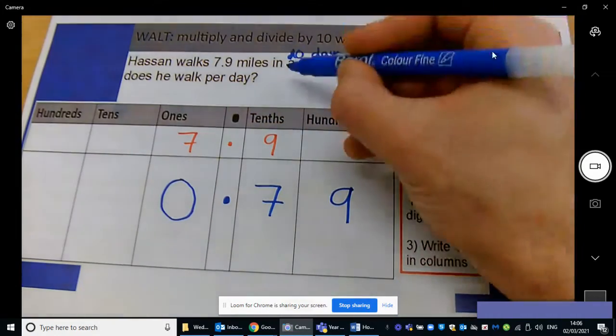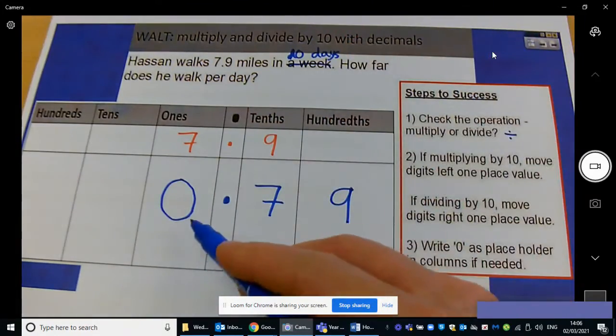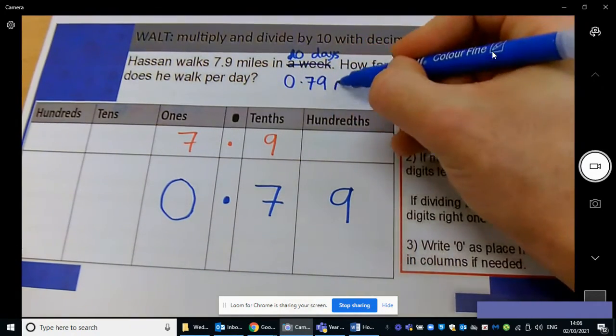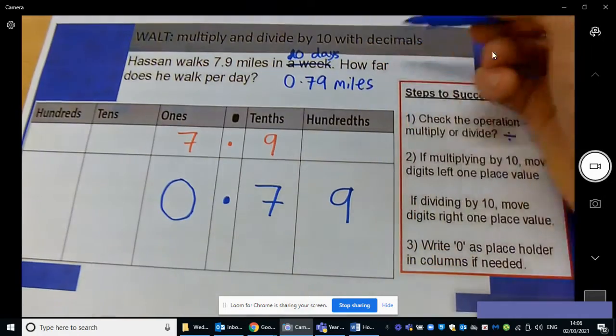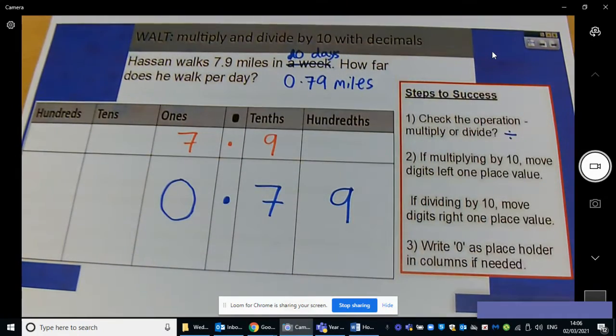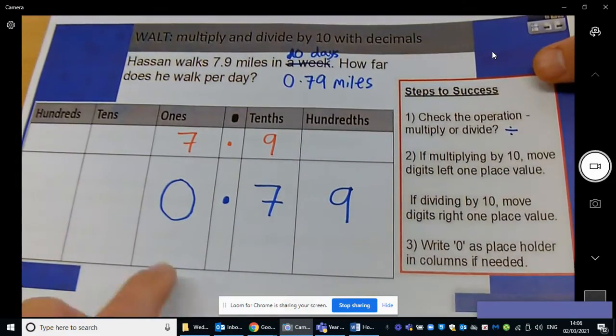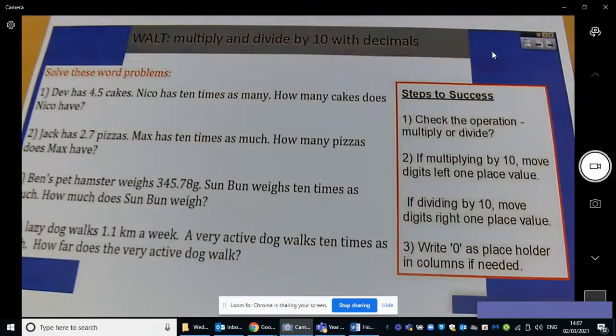So, in that case, Hassan walks 0.79 miles per day. And I apologize for the initial "in a week". So 0.79 miles a day.